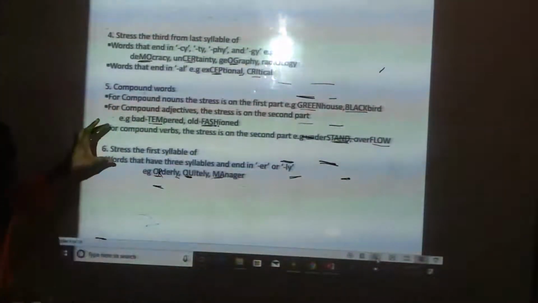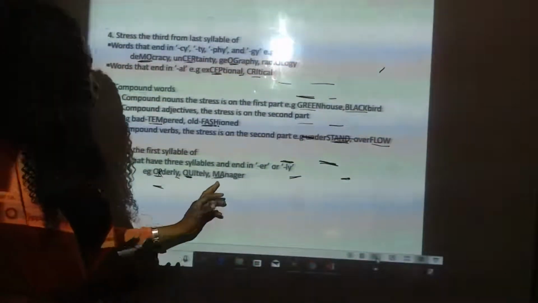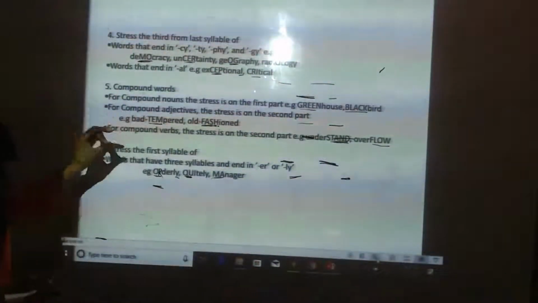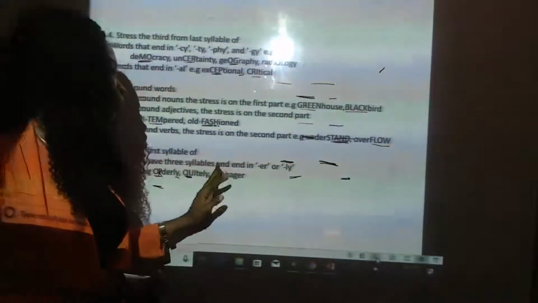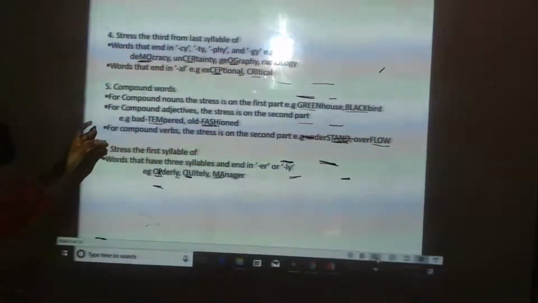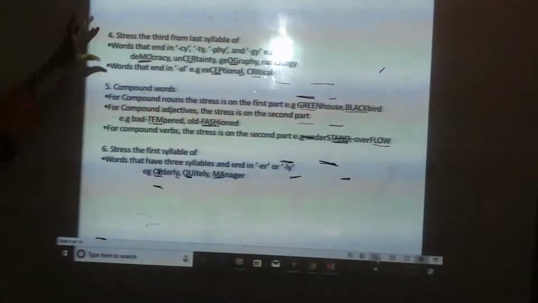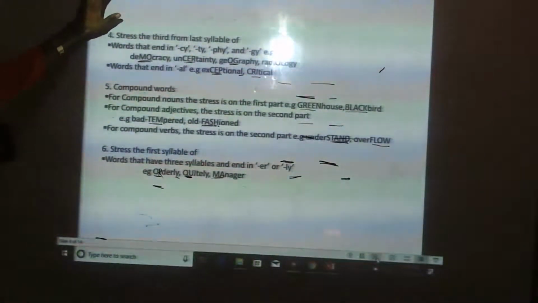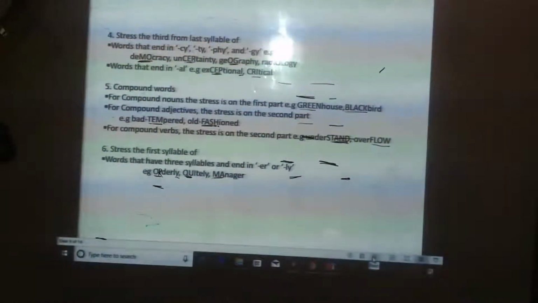And the next step is also for you to follow these rules. You have to listen to yourself when producing the word, and also you have to follow these rules in order to know the syllable that is being stressed in a word. Now let's go back to the other slide to see the examples of this syllabic stress in questions that come into your JAMB examination.